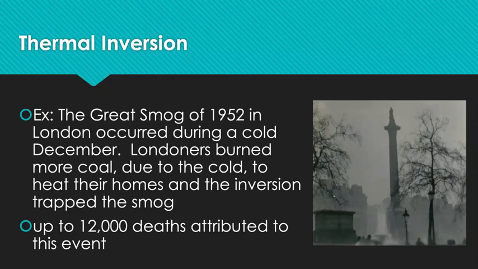There was a thermal inversion that took place, and basically because Londoners had been burning so much coal because it was very cold in December, the coal pollution in the atmosphere became trapped close to the ground due to that thermal inversion. And there are up to about 12,000 deaths that were attributed to this particular event due to respiratory illnesses and complications because of the pollution.